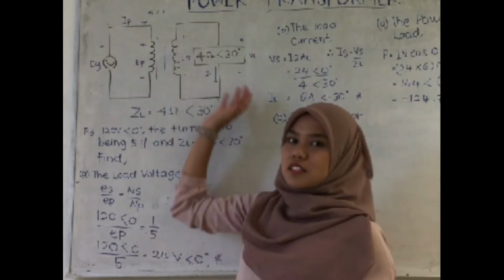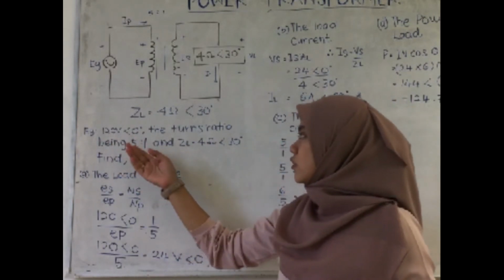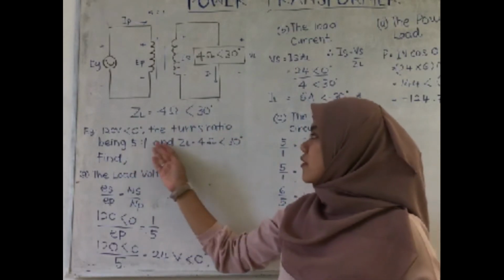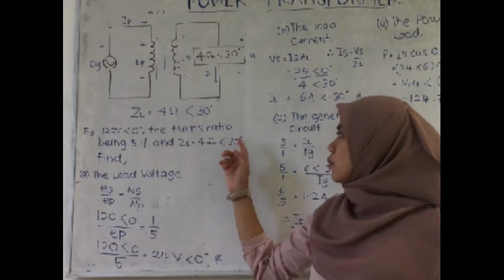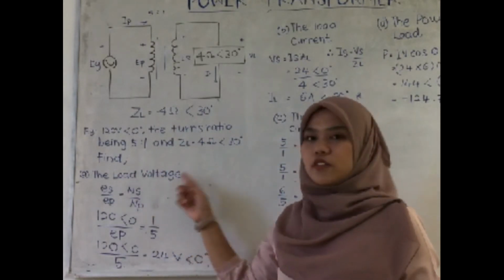Basically this is the circuit given. Also this is the instruction, which is 120 volt and 0 degree. The turns ratio being 5 to 1 and ZL 4 ohm and 30 degree. So the first question is find the load voltage.